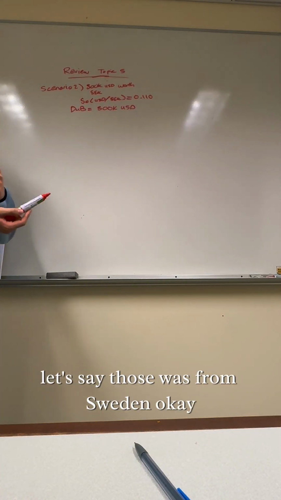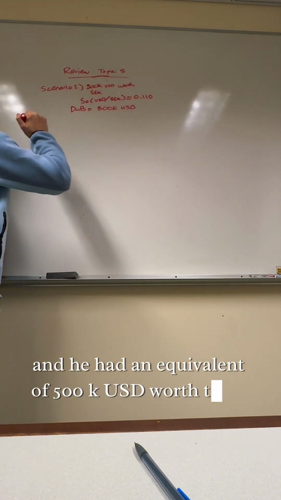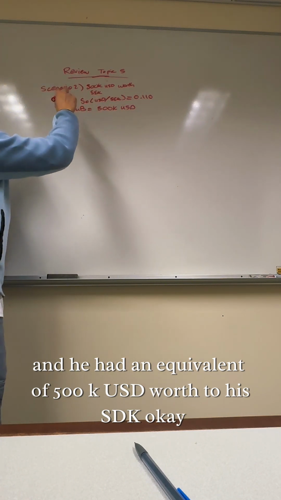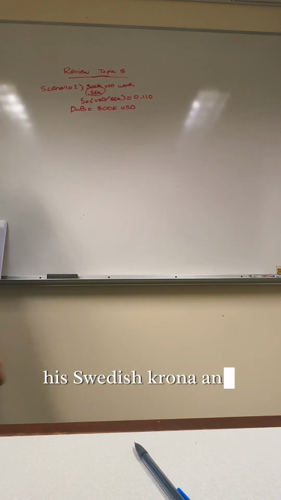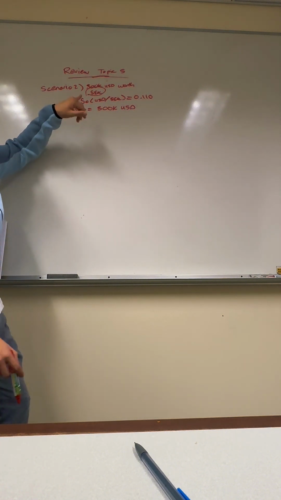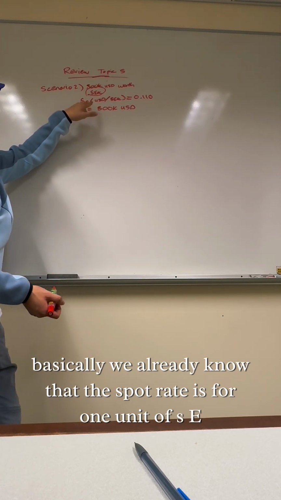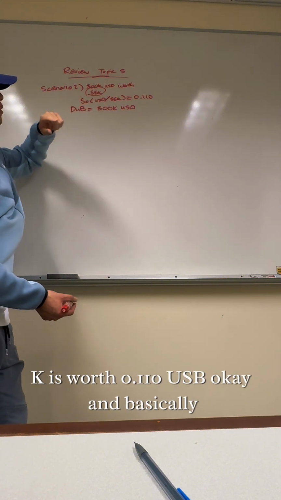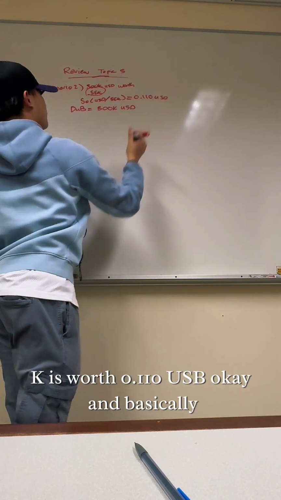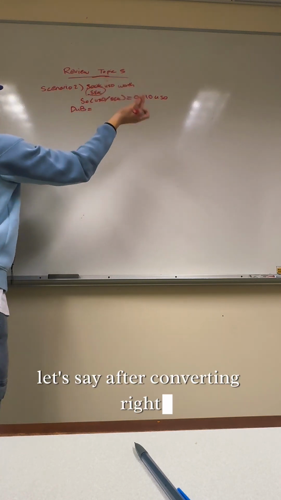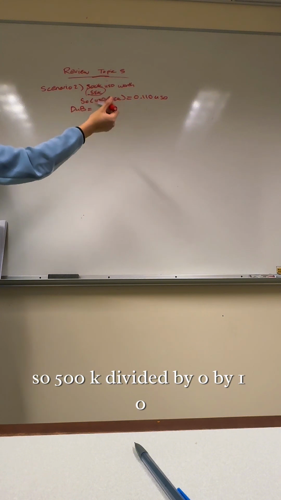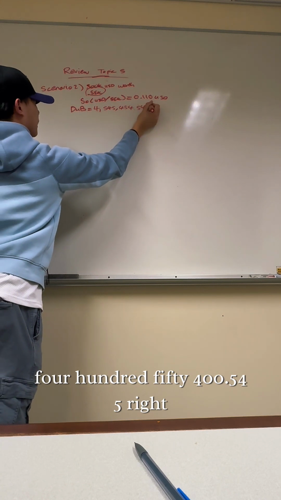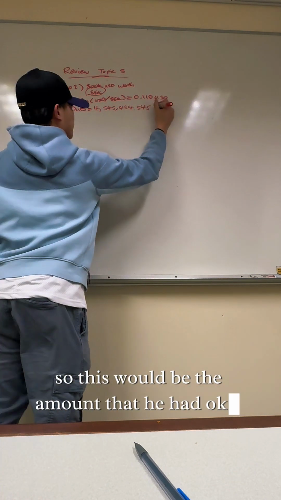Let's say Dubs was from Sweden, okay? And he had the equivalent of 500K USD worth of SEK, his Swedish krona. And from here, we already know that the spot rate is, for 1 unit of SEK, worth 0.110 USD, okay? And let's say, after converting, so 500K divided by 0.110, he will have 4,545,454.545, okay? So this would be the amount that he had.